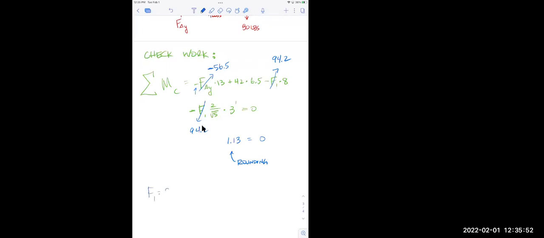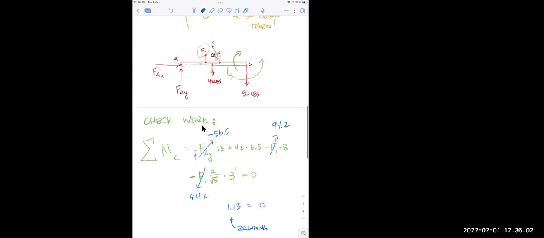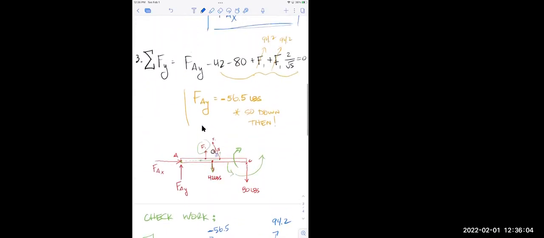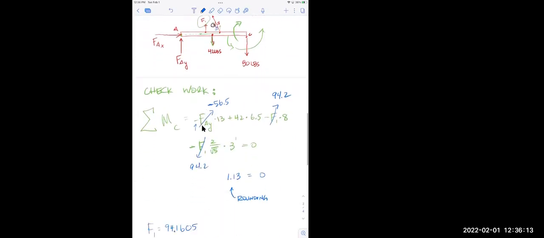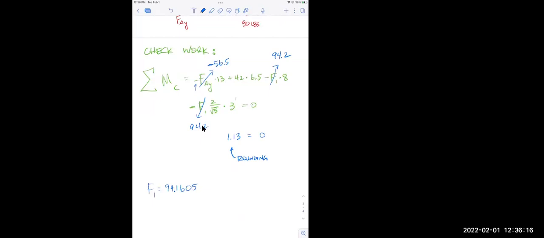Force of 1 was actually 94.1605. That's accurate to 4 decimal places. And then if I use that number back here to recalculate force of AY, then it's probably not going to be 56.5. It'll be slightly different. My guess is if I redid this, I'll get something a lot closer to 0. Maybe I'll get 0.2 equals 0 or something like that. But this should say 0, except for rounding it is.